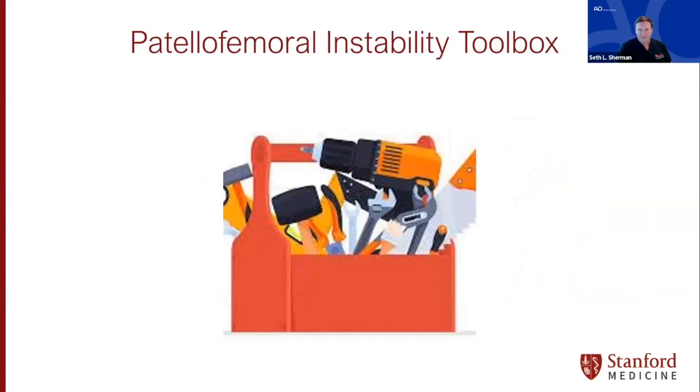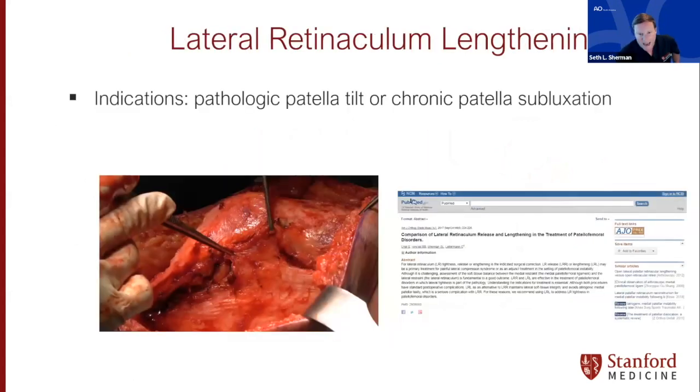And there are a lot of different tools that we may use in addition to MPFL reconstructions. The first tool that I think everyone should have is lateral retinaculum lengthening. This can be used for fixed lateral tightness or fixed patella tilt. Again, we can't pull the patella immediately with the MPFL, so we need to balance the soft tissues, balance the bones, and then use the MPFL as a check rein to lateral translation.